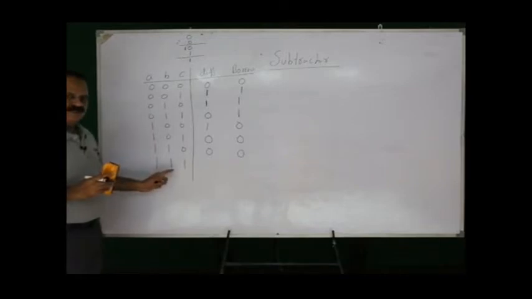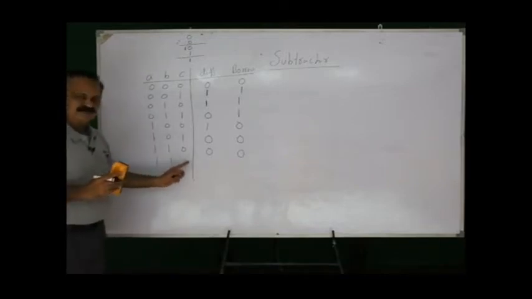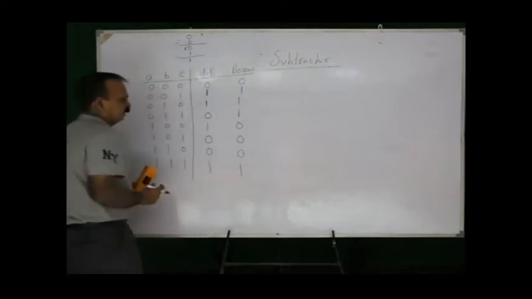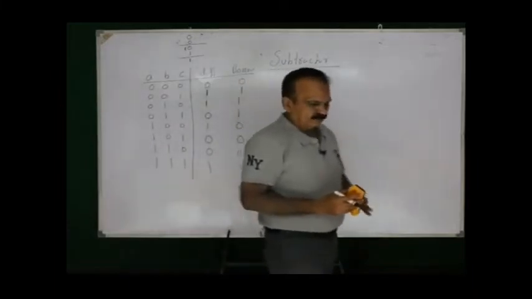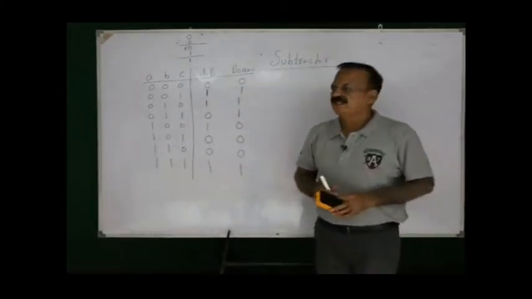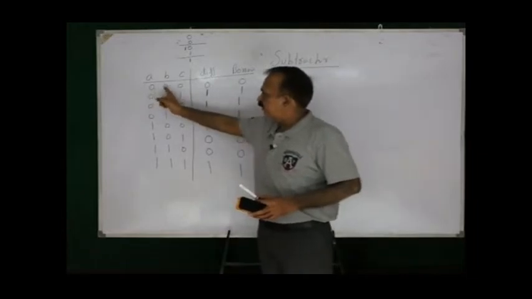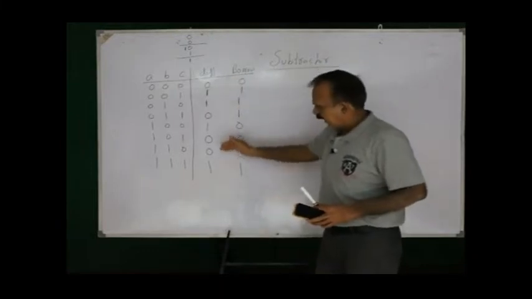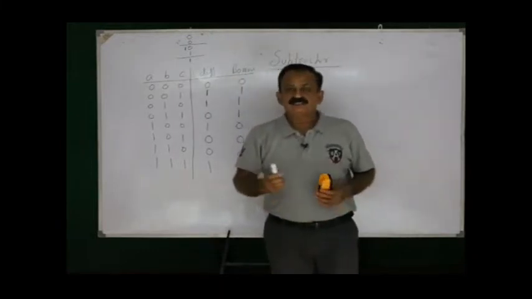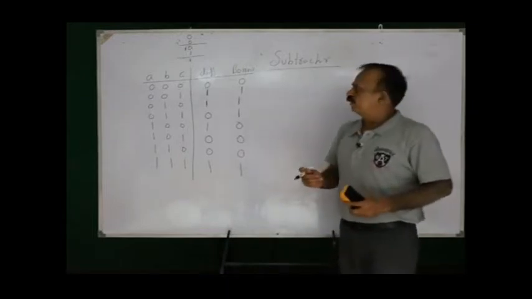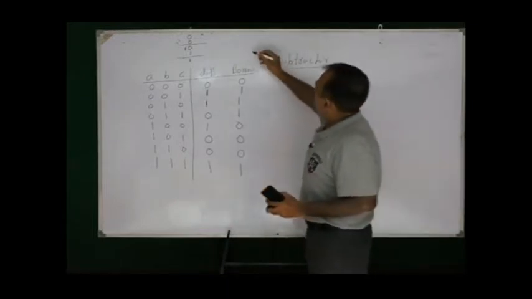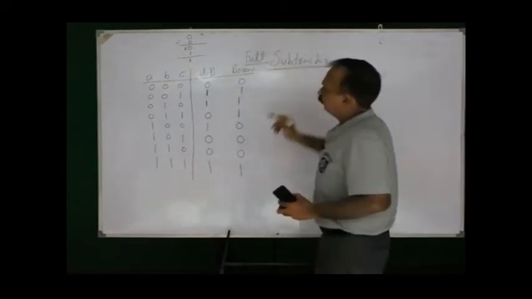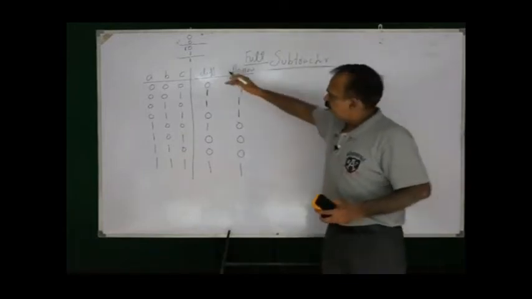1 minus 1, I hope it is 0, and 0 minus 1, I think this is 1 borrow and difference is 1. So 1 and 1. This truth table is for the values A minus B minus C. A minus B is 0, then difference minus 0 is 0, so 0 and 0 and so on. So this is a truth table for representing the operation A minus B minus C, and that is nothing but representing the full subtractor operation.